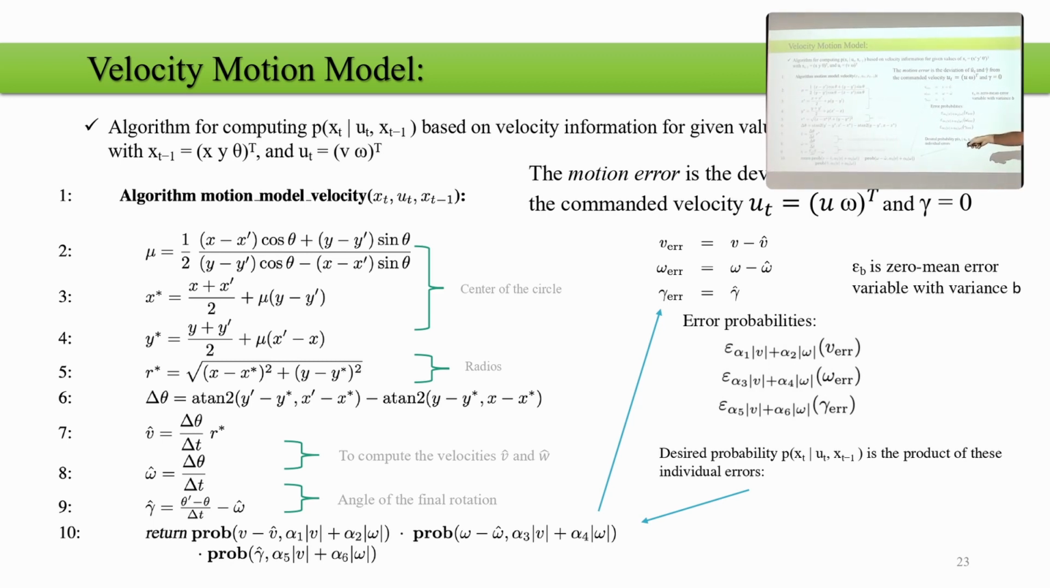How? We can return the probability of the differences of v and v hat. So the command that I sent, the velocity that we sent, and the velocity that we calculated, all these efforts and the error are represented in the form of a probability function. This function gets the mean and variance.